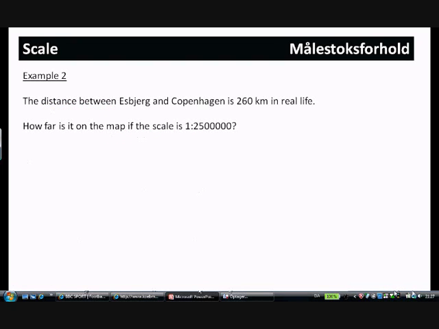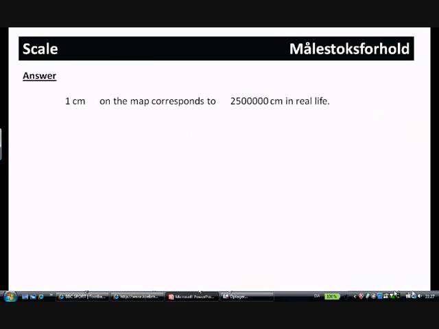Okay, so moving on. Another example. The distance between Esbjerg and Copenhagen is 260 kilometers in real life. The scale on the map is 1 to 2.5 million. So how far is it going to be on the map if it's 260 kilometers in real life? So just write that down before we carry on with it. Okay, so you should have written that down. If you haven't written it down, pause the film. And moving on, here's how I would set the answer out.